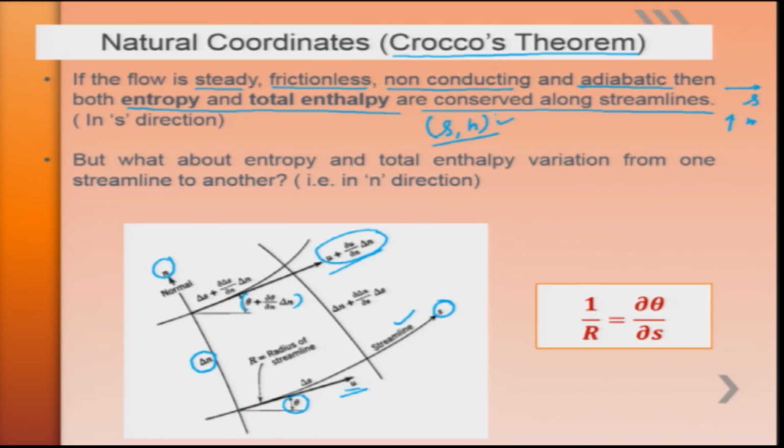And with this scenario which is in front of us in a curvilinear coordinate or natural coordinate system S and n, we can also note here that any fluid element which is moving along these streamlines will be having a radius of curvature, or in other words the streamlines have the radius of curvature which can be given as 1 by r is equal to del theta by del s.